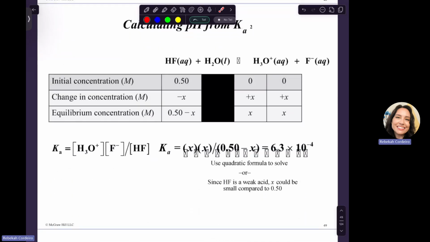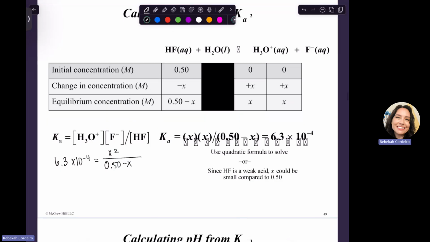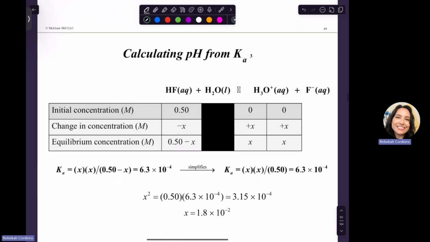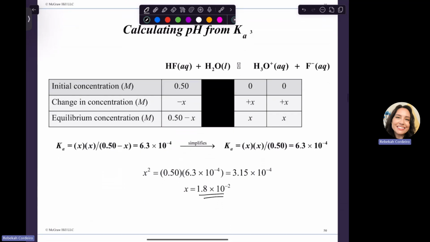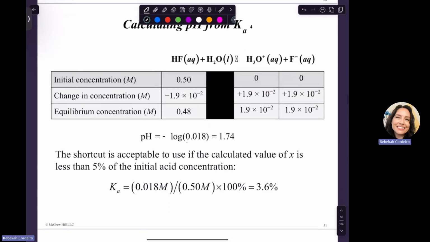So the rest of the work is a little bit wild here. So we would have our Ka is 6.3 times 10 to the negative 4 would be equal to x squared over 0.50 minus x. And so you can do the quadratic formula, but let's just use x as small. So if we use x as small, get rid of the x here, and then we can move forward to do that. And then we get x is 1.8 times 10 to the negative 2. If that's our x, then we can plug that in to our pH formula to get our pH.